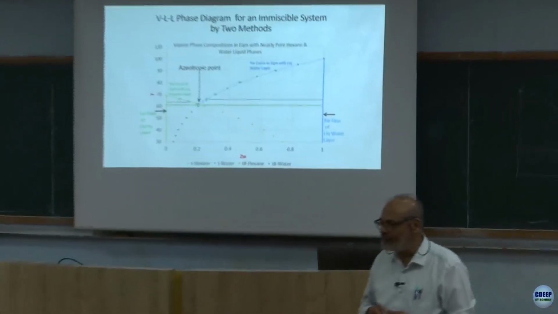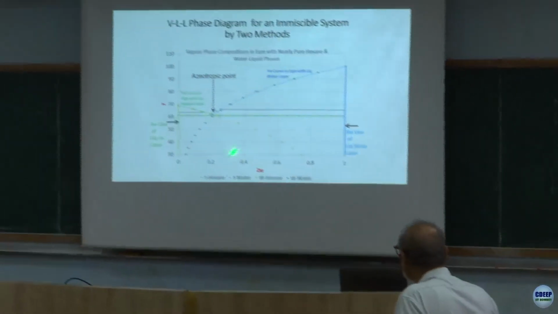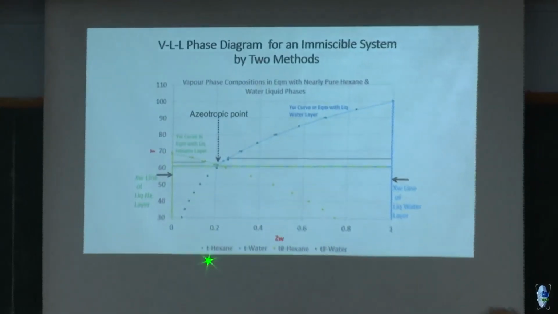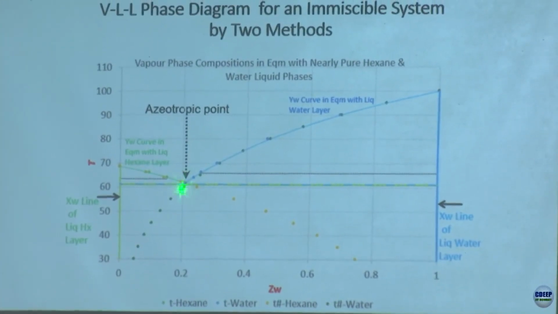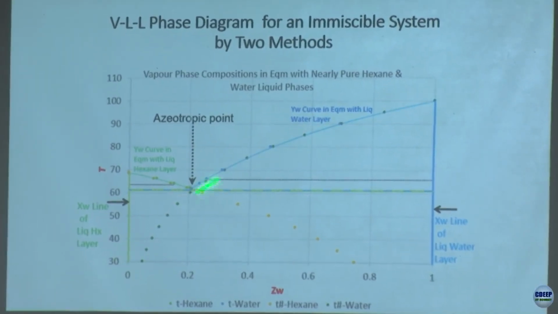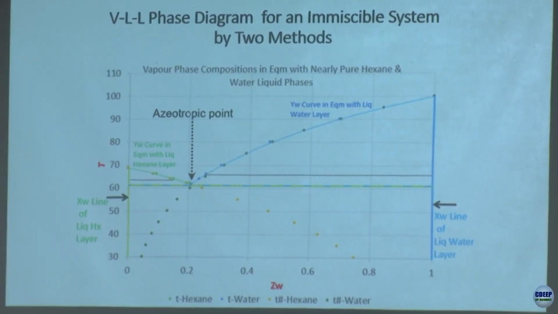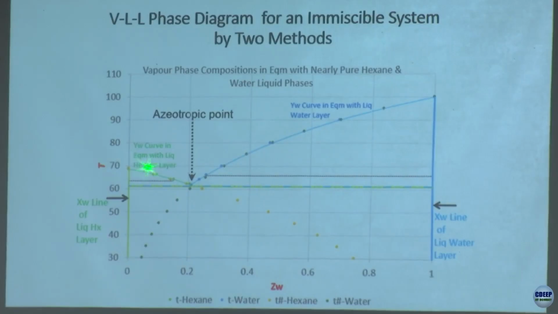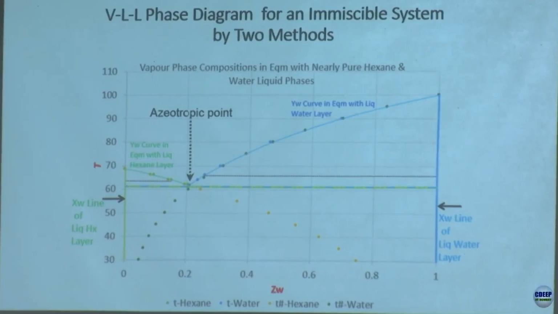This is how the data from the two different approaches looks like. So this is in green, blue, yellow and black. They are almost overlapping each other. So by two different methods for the hexane water system, now we have been able to predict the vapor liquid equilibrium. It is something when actually we see it, it becomes quite surprising.